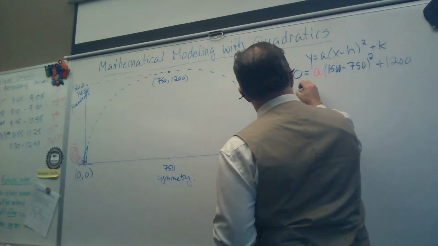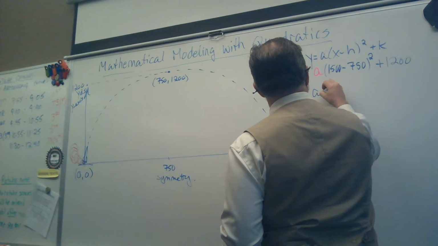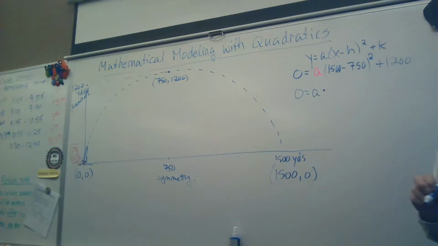So let's do some simplification. 0 equals a times 750 squared. I'll be honest with you, I'm not totally up to speed on my 75 times tables. So we're going to need a calculator. Who's got it? 750 squared.